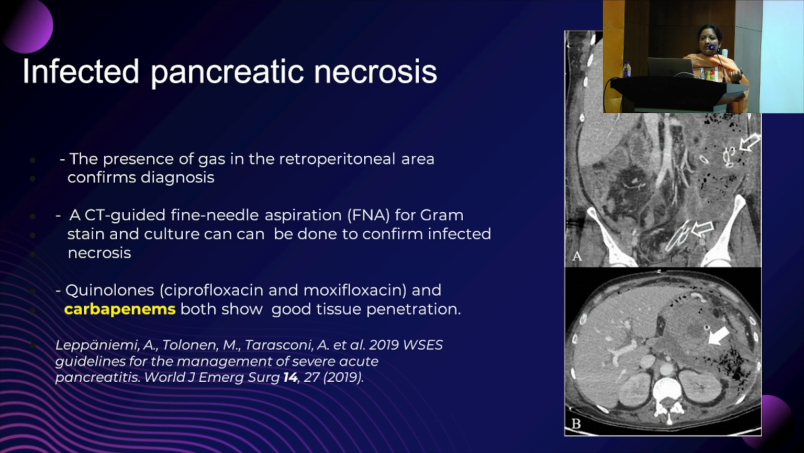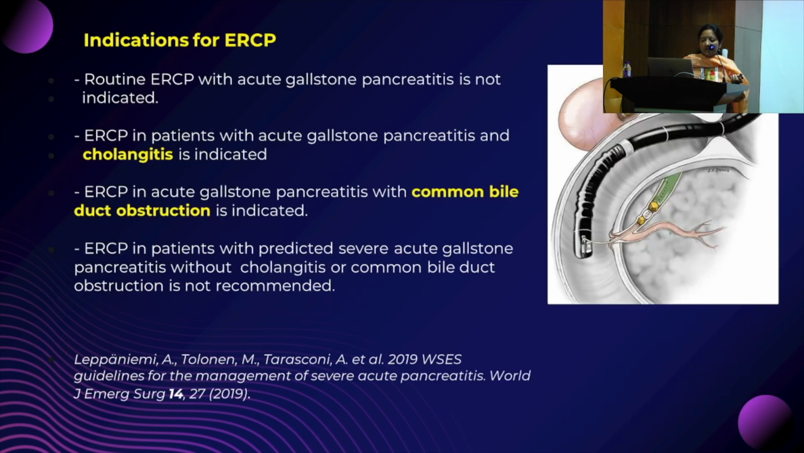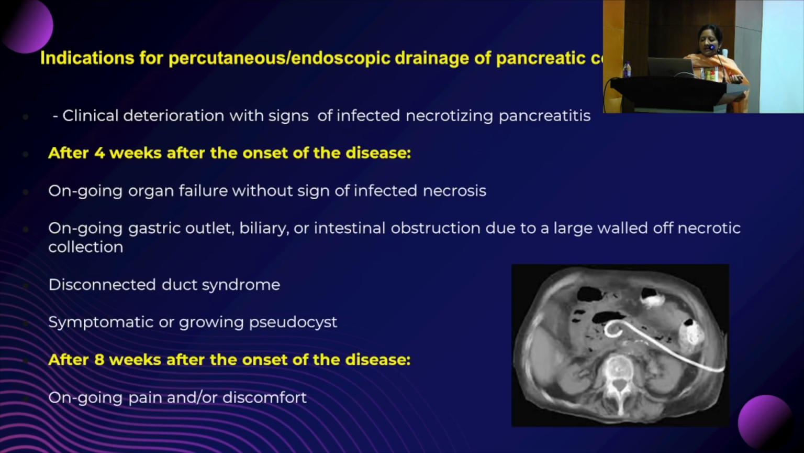For antibiotics that penetrate the pancreas, most often quinolones and carbapenems are the ones. Quinolones are avoided because of the general resistance we see with tuberculosis. So carbapenems have been shown to have good tissue penetration. Again, other strategies like ERCP have to be done only in the presence of cholangitis. Without cholangitis, it is not recommended routinely. And percutaneous drainage, for any patient who presents with infected necrosis, we generally tend to avoid any interventions before 4 weeks. After 4 weeks, it may become a little safer, and we act only when there is a need for drainage, especially in the presence of infected necrosis.